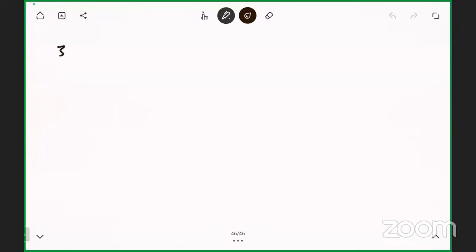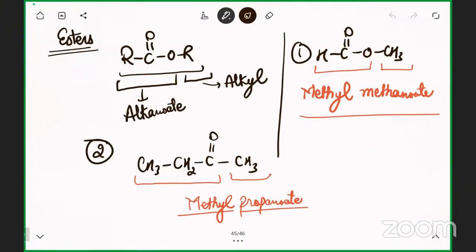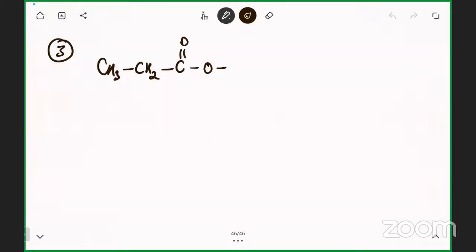Okay, let's take a third example. CH3, CH2, single bond, C double bond O, single bond, O, single bond. Okay, I think we have done something wrong. One thing is wrong over here. One more O is there, otherwise it will be a ketone. CH3, CH2, C double bond O, single bond, O, single bond, CH, then CH3, CH3.